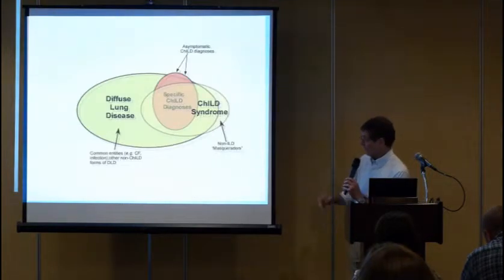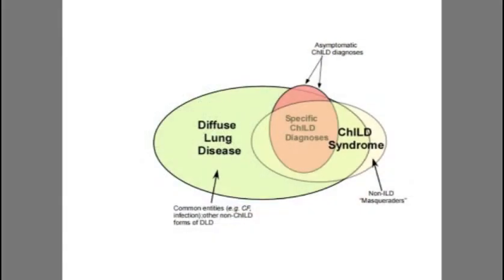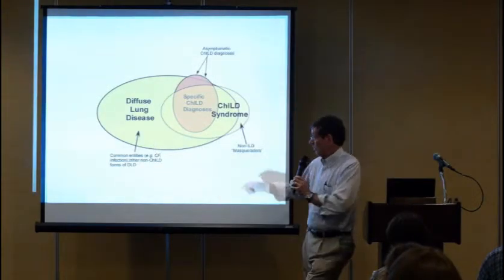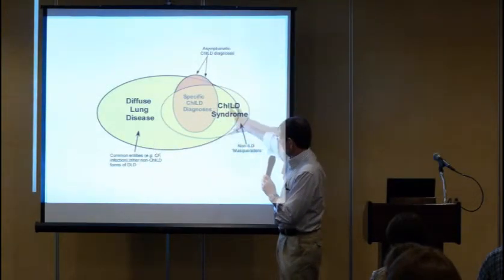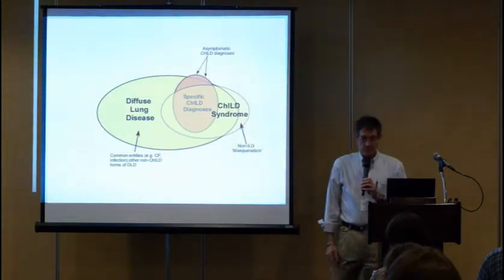You've seen this before. The colors are weird, but anyway, there are diffuse lung diseases as a general family, and this child syndrome here with some specific diagnoses that we know. Many of you in the room have a specific diagnosis for your child. Some of you don't. We hopefully eventually will get a diagnosis. We will eventually enlarge this to fill the child syndrome. But we're not there yet.